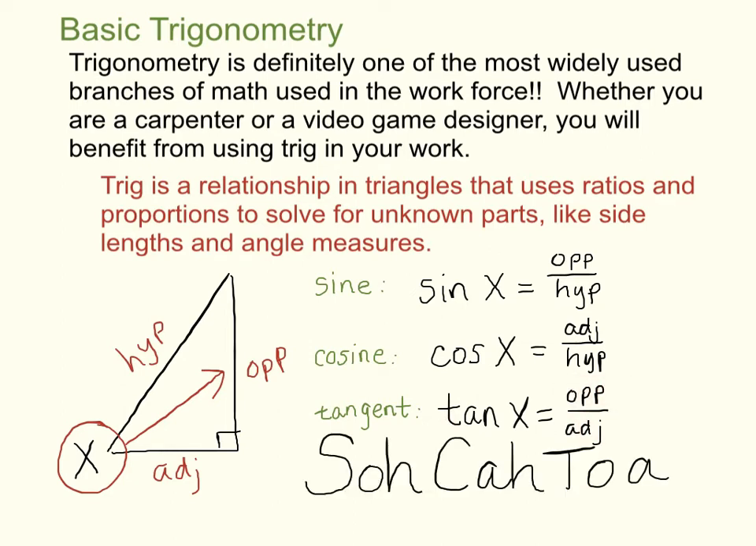So you do have to memorize those things, but this right here will help you memorize it. SOHCAHTOA will help you know that the sine of the angle equals opposite over hypotenuse. Cosine of the angle equals adjacent over hypotenuse, and tangent of the angle equals opposite over adjacent. So this right here you do need to memorize, and that will help you out tremendously when you're working through your trigonometry problems.